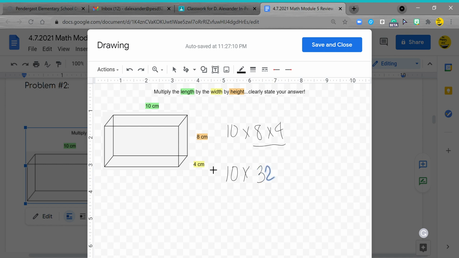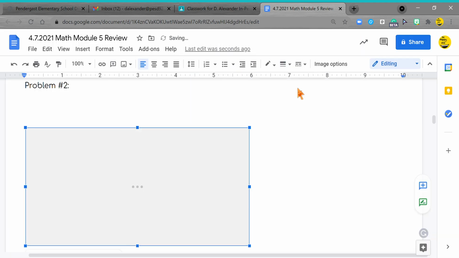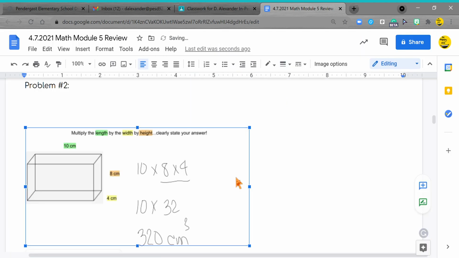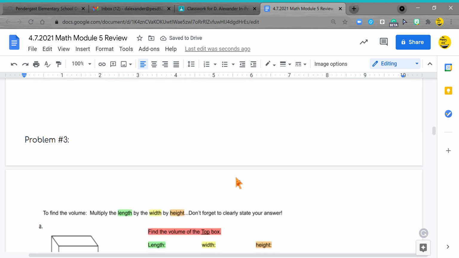Now remember, it doesn't matter which way you do this, just as long as you get the answer. And I always go with it where I can multiply the last number by 10 because it's easy. Because I know I take the 0 and put it at the end of my number. So 10 times 32 is 320. Yes, I need my centimeters cubed, you guys. I'm going to hit save and close, and then I have my answer right there. Teacher can see it. Now I'm going to move on.